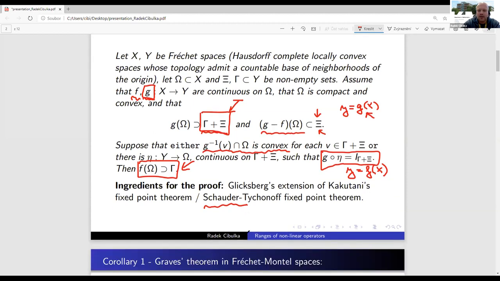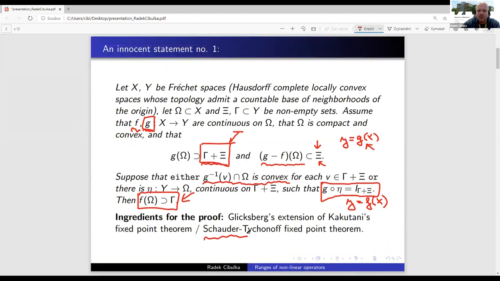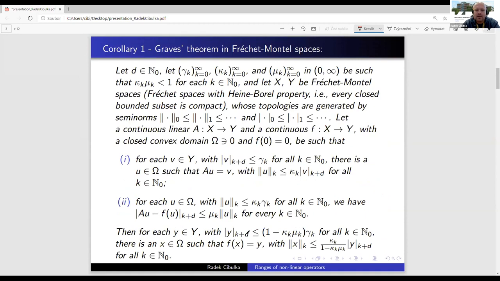So let's make this precise in this case called Fréchet-Montel space. This is the space which has the additional Heine-Borel property, which means that closed bounded subsets are compact.